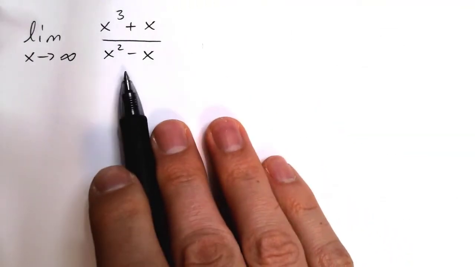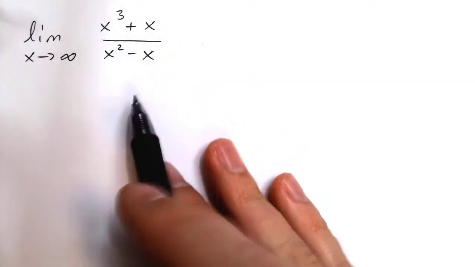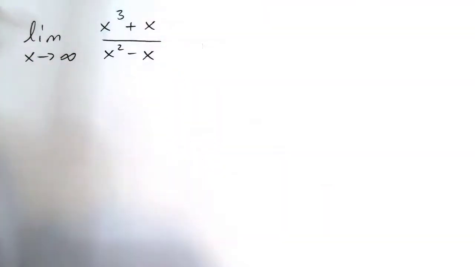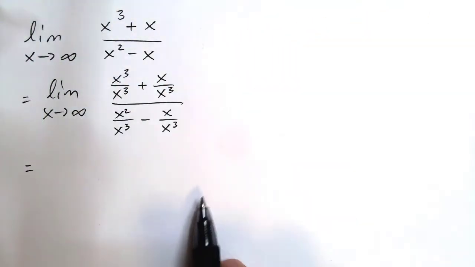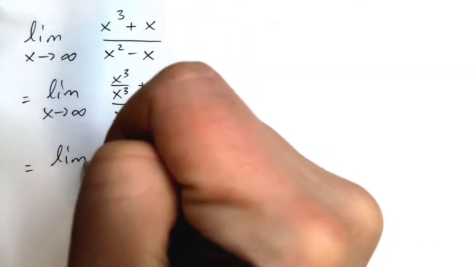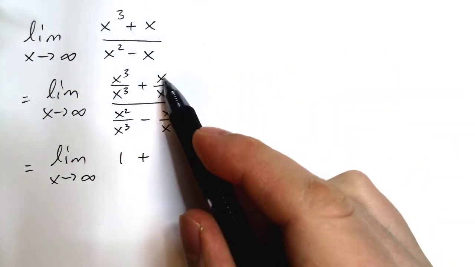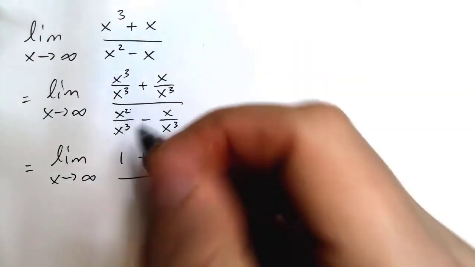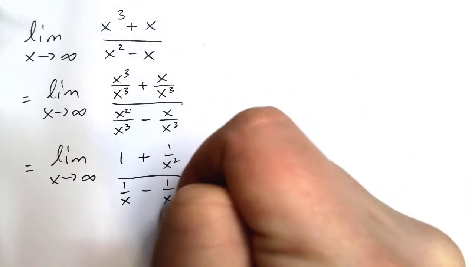And another example here, we're taking the limit as x goes to infinity of this expression. So what are we going to do? Same idea. We're going to divide through by the highest power of x, which in this case is x cubed. And let's see what happens here. Well, x cubed divided by x cubed is 1. x divided by x cubed is 1 over x squared. x squared divided by x cubed is 1 over x. And x divided by x cubed is 1 over x squared.